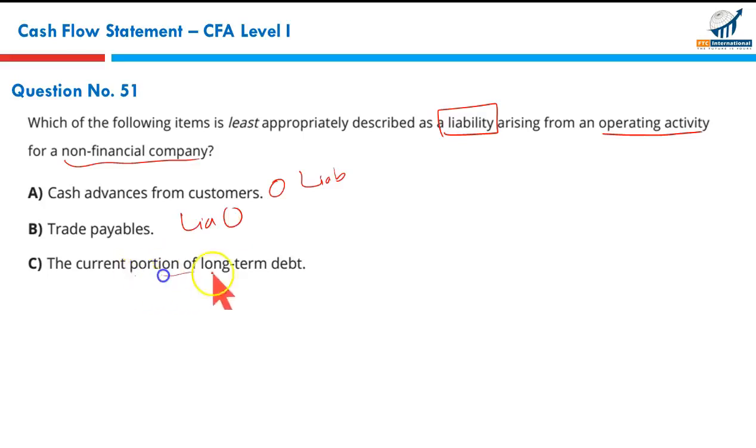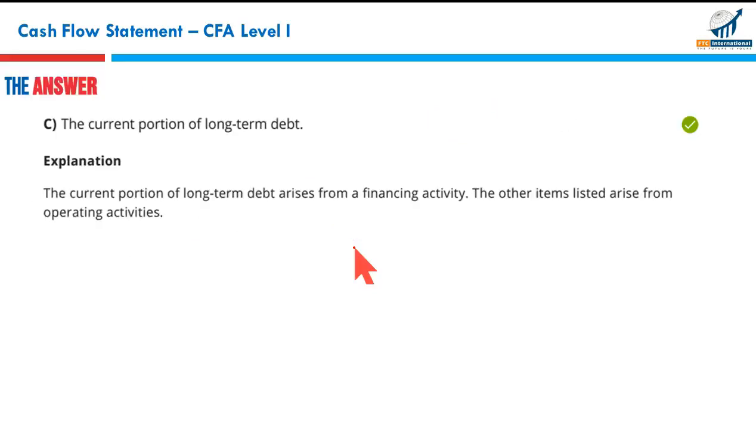But the current portion of long-term debt, a part of the debt that is payable in the current period, is clearly a result of financing arrangements, of financing activity outflow. C is the right answer.